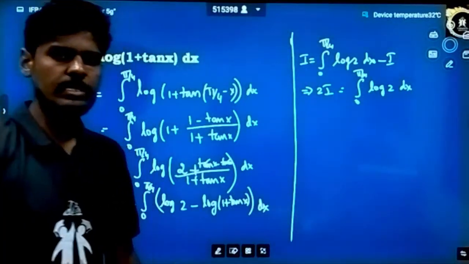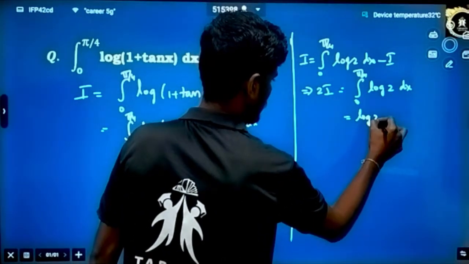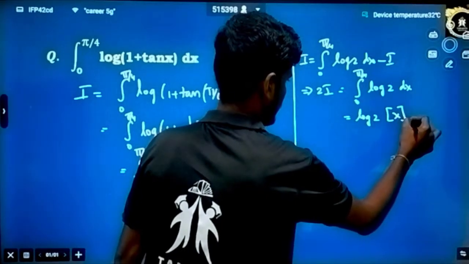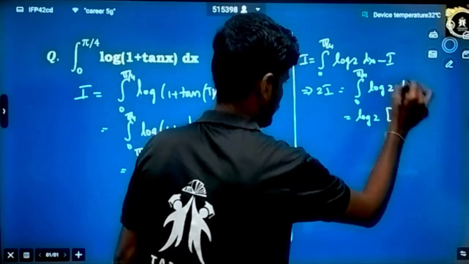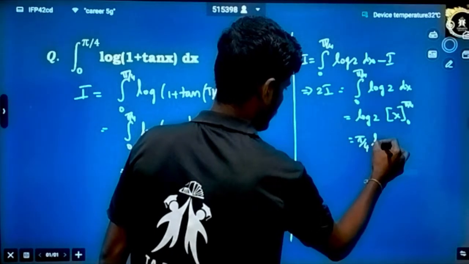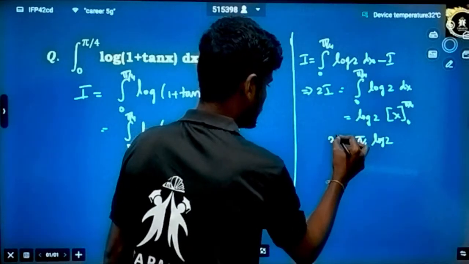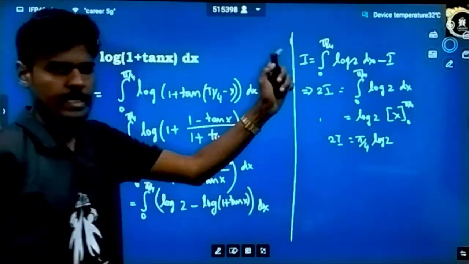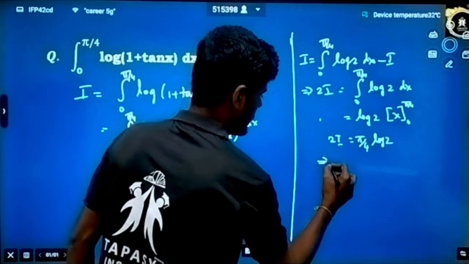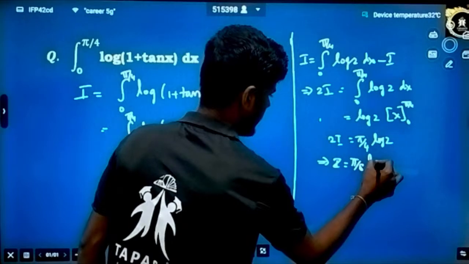Now log 2 is a constant, that means this is equal to log 2 into, when we integrate dx, answer is x. Now apply the limit, that is between 0 to pi by 4, which is nothing but pi by 4 log 2. And what is this? 2 times I. Always remember what we are doing. We are adding this. So we have 2 times I. So that means I will be equal to pi by 8 log 2.